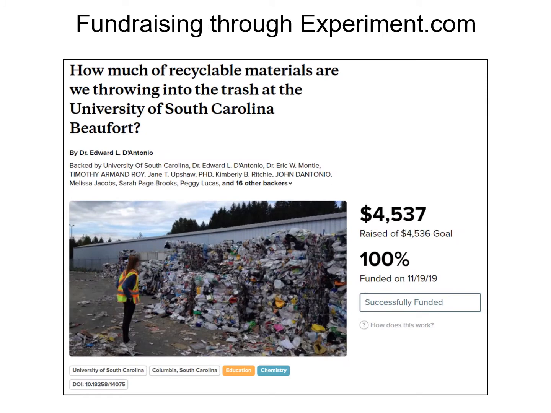I started a fundraiser through a crowdfunding website known as experiment.com. The title of the fundraiser was "How Much of Recyclable Materials Are We Throwing into the Trash at the University of South Carolina, Beaufort?" And the amount that we wanted to raise was $4,537 to run the recycling initiative.